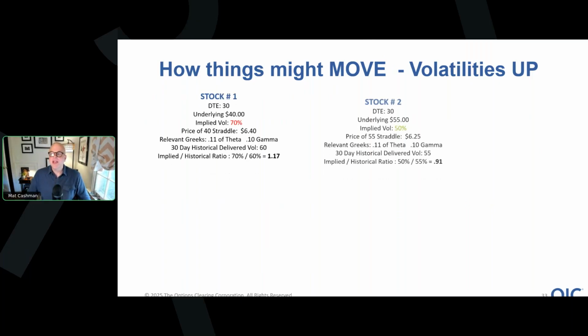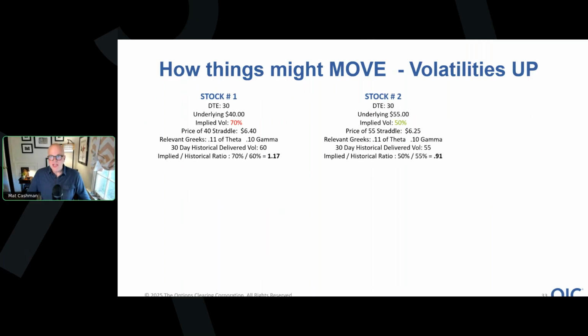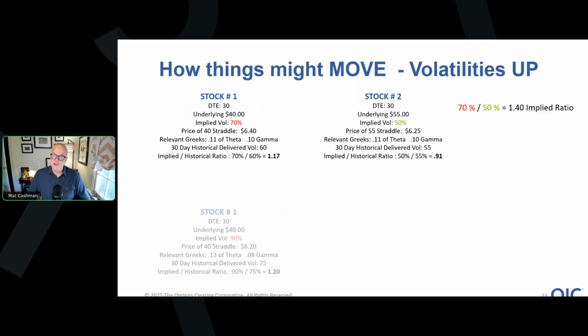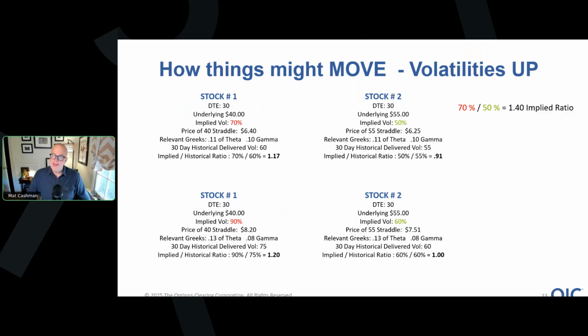So in this case, we have the same setup, except vols moving up and not down. So remember, we're short this ratio from a 1.4 because we're short the 70 vol and we're long the 50 vol.